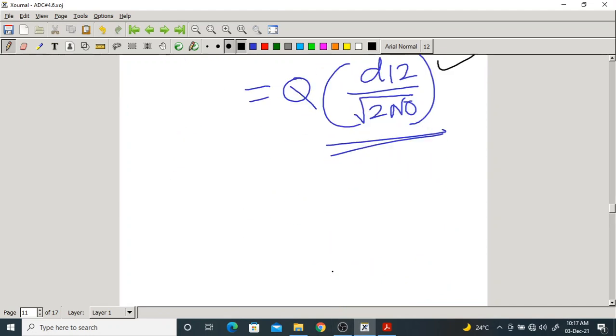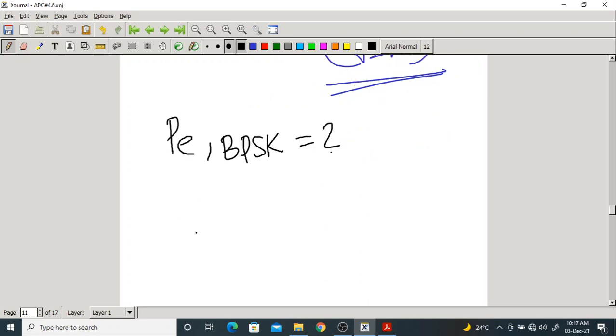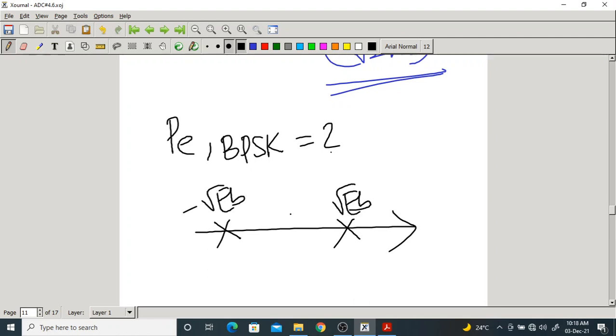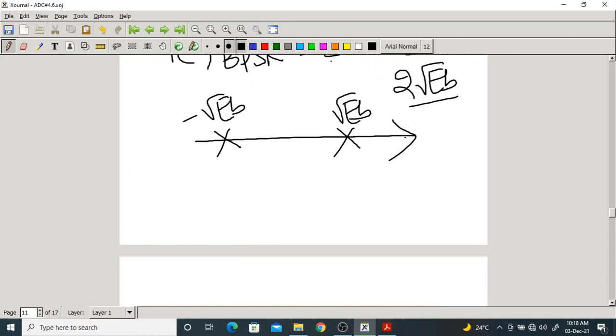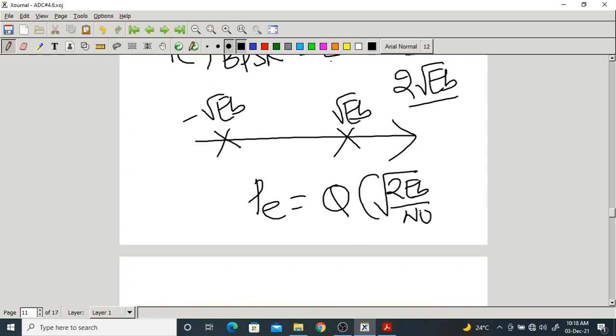So let us take a simple example: probability of error of BPSK. If I ask you to find the probability of error of BPSK, what will you do? You just go through the constellation. It is root EB and minus root EB. So the distance is 2 times root EB. Substitute d12 as 2 times root EB. What do you get? The probability of error is Q of 2EB by n naught.